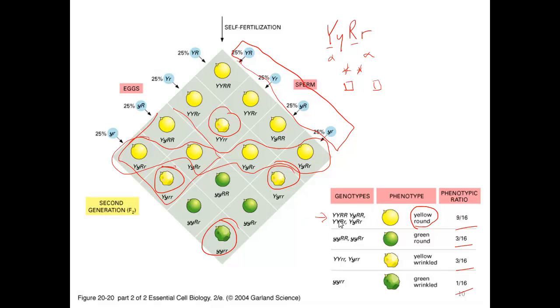There is 1 type of big Y, big R, big R. There are 2 of these combinations, and then there are 4 of these. So that's a total of 9 out of 16 possibilities. We'll practice this type of analysis in class, and you will be prepared to do this also on your own for the test.